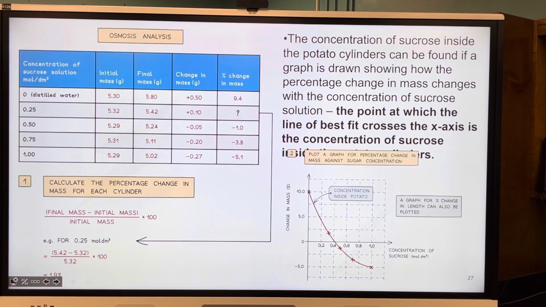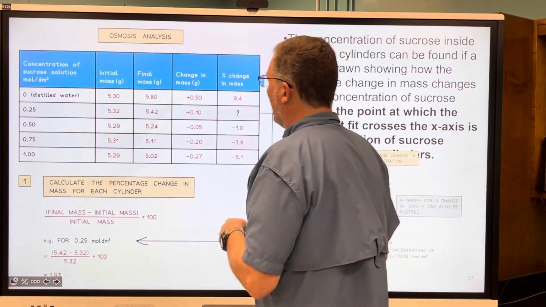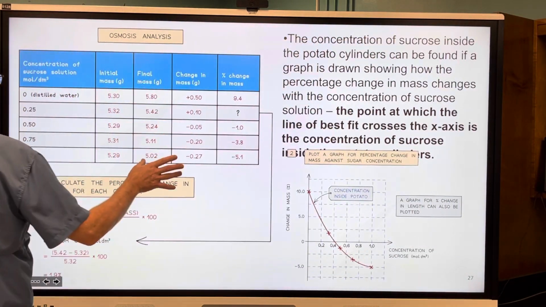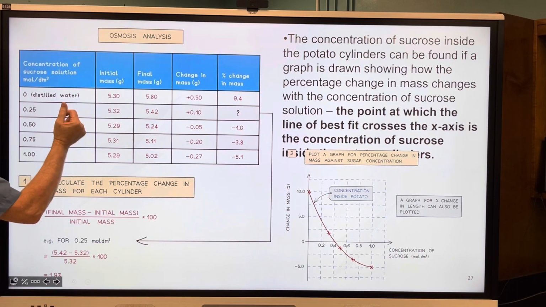All right, so continuing that same experiment, the potato water potential experiment, you can find the concentration of sucrose inside the potato cylinders if a graph is drawn showing the percent change. So you take the data, so you've got your masses. We weren't supposed to measure the length, we were supposed to measure the masses. I don't know what that length thing was for.